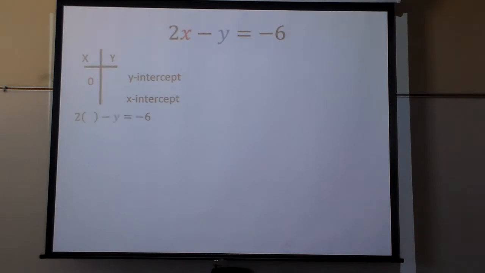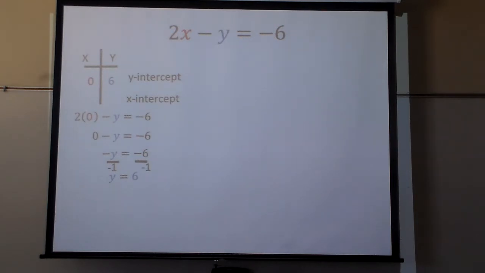I'm still going to put that 0 in place of the x, which makes it go away, but this time I have a negative y equals negative 6. Now, I have to have a positive y to answer, so I can multiply them by negative 1 or simply divide them both by negative 1. Either way, all it's going to change is the sign, because a negative divided by a negative makes a positive. So the y-intercept is at 6.